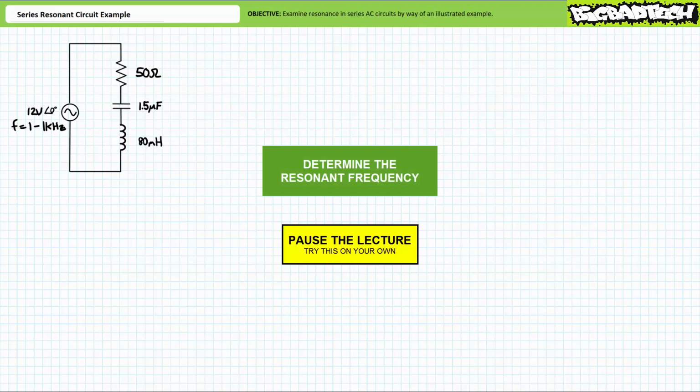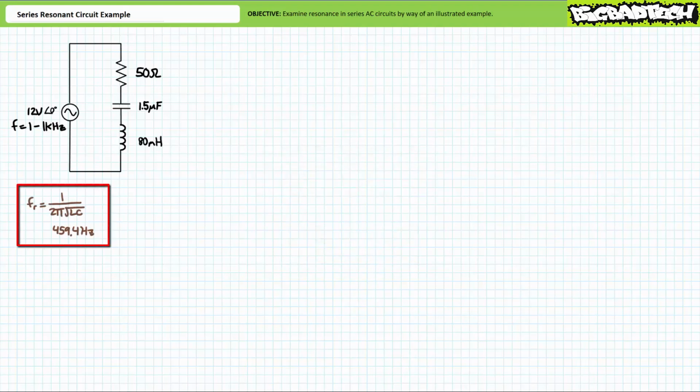By all means, pause the lecture and try this on your own. If you're tracking, you should have obtained the following result. The resonant frequency equals 1 over 2 pi times the square root of the inductance times the capacitance. Substituting our given values into the resonant frequency formula, we find the resonant frequency to equal approximately 459.4 Hz.